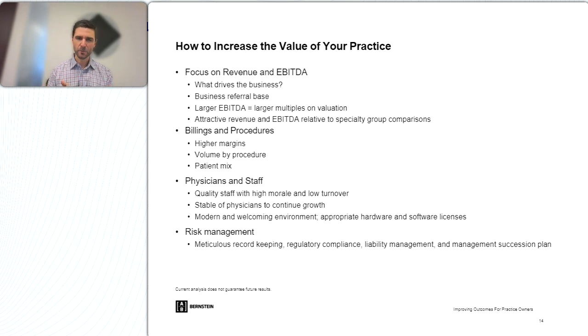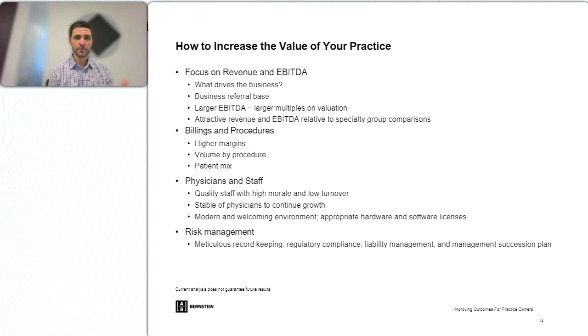Physicians and staff is super important, and oftentimes the specialty too. I have there, relative to specialty groups. So does an orthopedic group garner a higher multiple than a physical therapy group, or are there even synergies between them? Yes, that can happen, but it does tend to be a case by case basis.